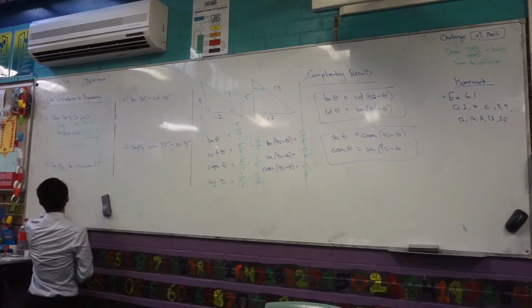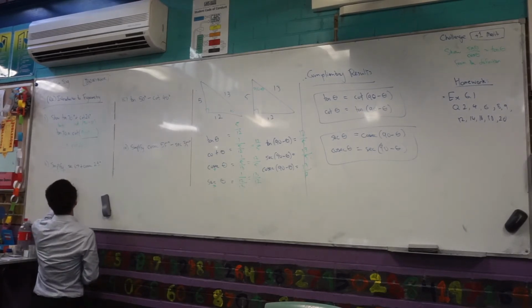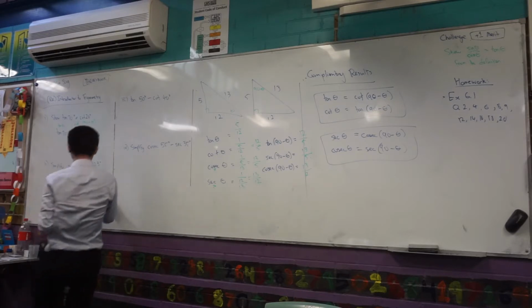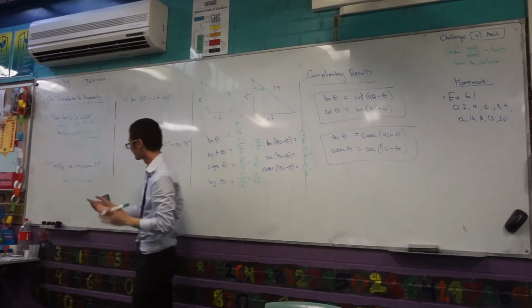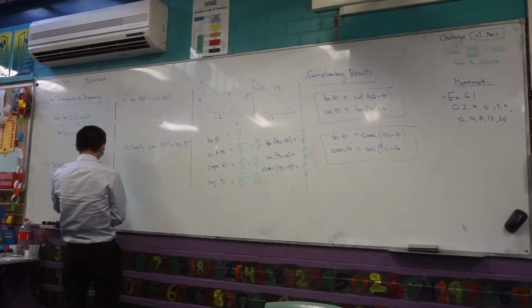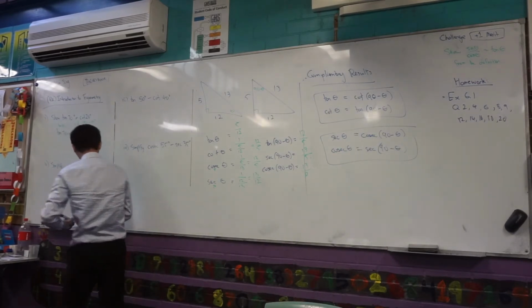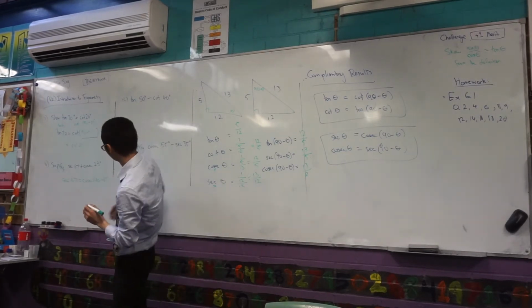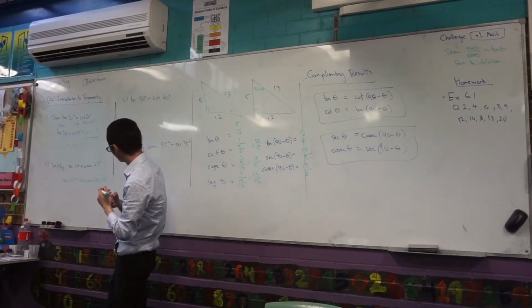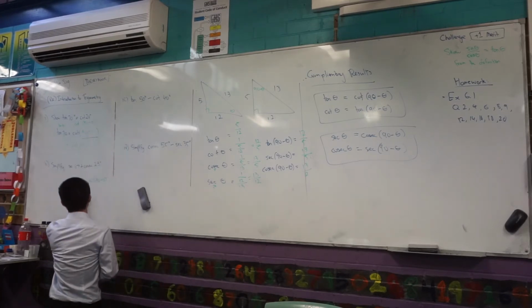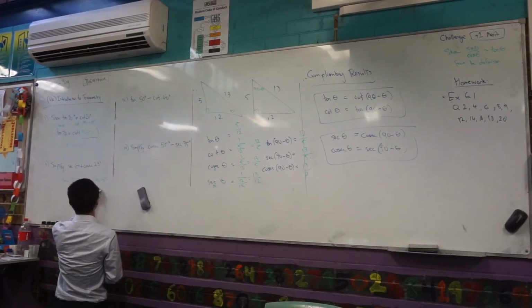So I want to see what sec 67 would be in terms of cosec. What would I need to put in these brackets? 90, yep, 90 minus 67. And what do you get for that one? Cosec 23 degrees.